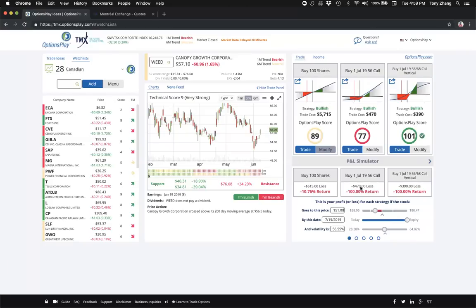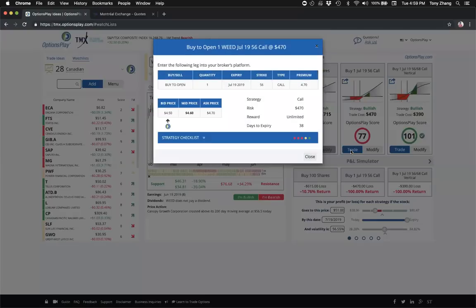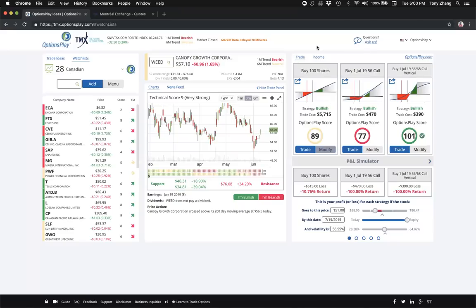And that's one of the most important things for most users. And once you've honed in on a trade that you'd like to make, clicking on the trade button allows you to find out how to enter this trade into your broker's platform. So regardless of who you trade with, you can utilize this to quickly enter this into your broker's platform for execution.